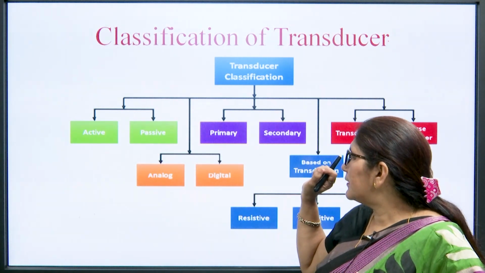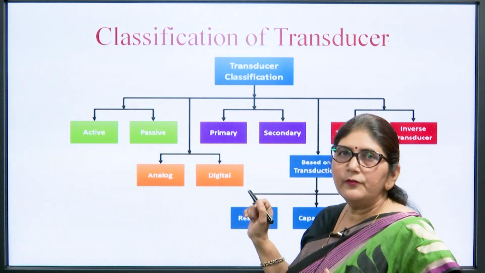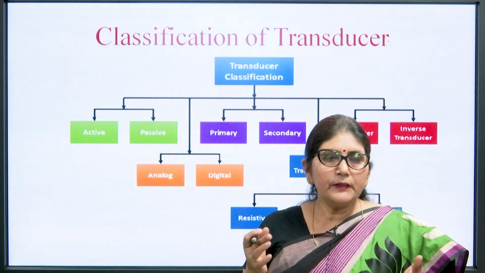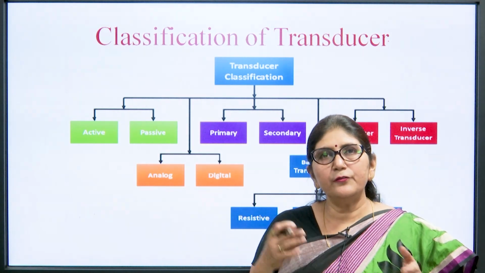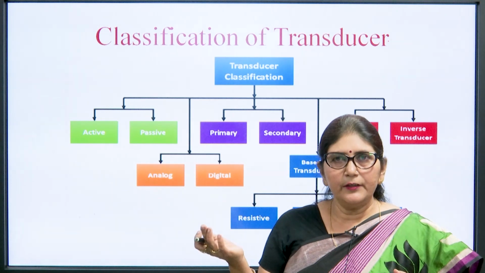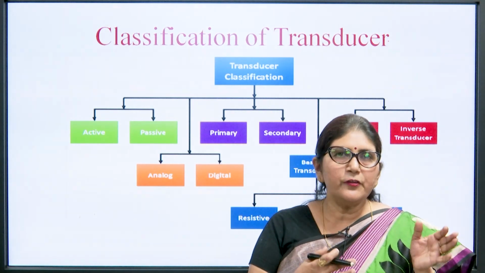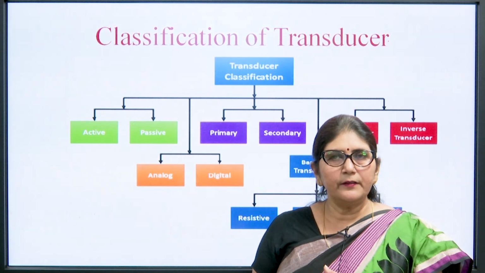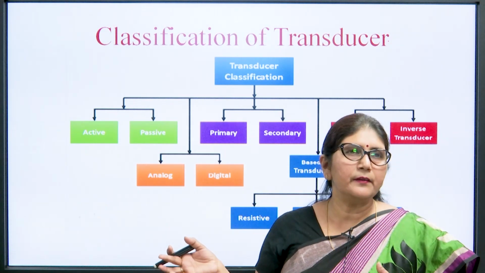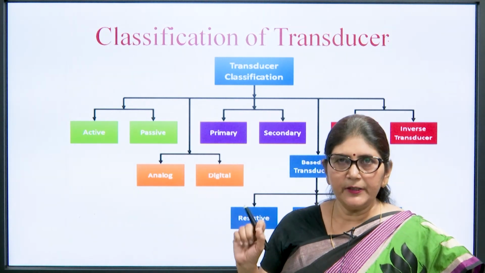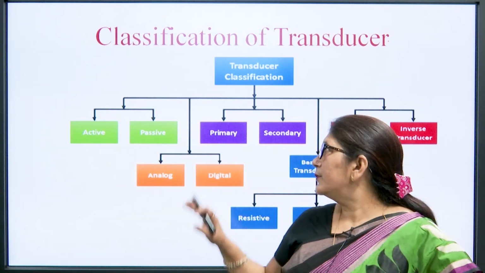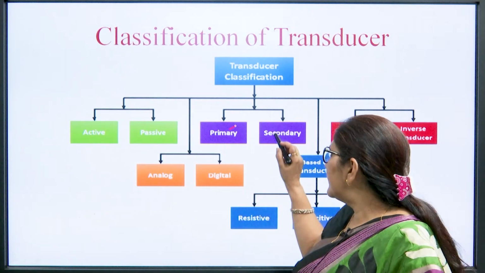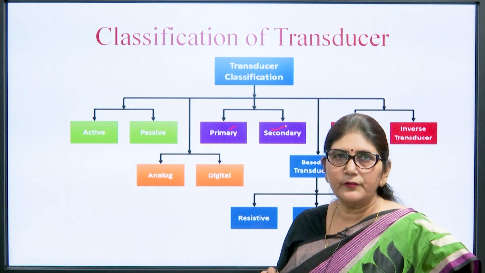Similarly, primary and secondary transducers. Suppose there is a pressure to be measured and we have an LVDT to measure the pressure. That pressure is converted by the Bourdon tube into displacement, and that displacement is measured by the LVDT. So, that Bourdon tube is the primary transducer, and the LVDT at this time is the secondary transducer.